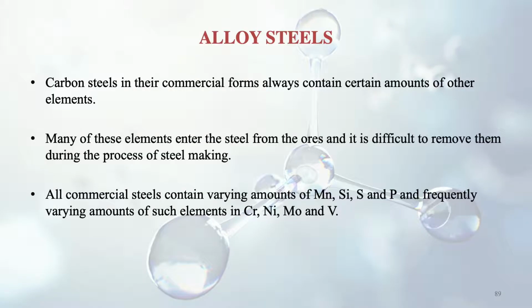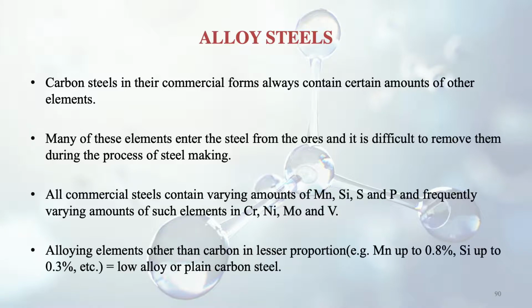All commercial steels contain varying amounts of manganese, silicon, sulfur and phosphorus, and also frequently varying amounts of elements like chromium, nickel, molybdenum and vanadium. Alloying elements other than carbon in lesser proportion, for example manganese up to 0.8% and silicon up to 0.3%, are all equal to low alloy or plain carbon steel. So if the manganese is up to 0.8% and the silicon only up to 0.3%, they are known as low alloy or plain carbon steel.